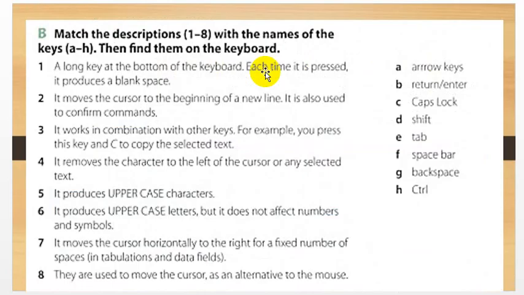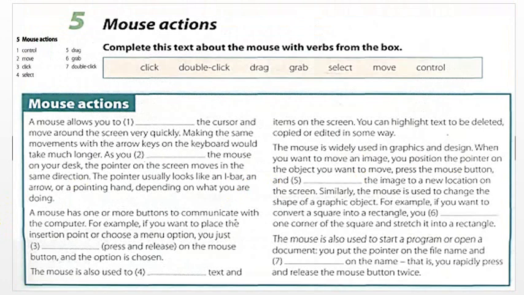Okay, match the description and write the name of the keys. A long key at the bottom of the keyboard is pressed each time to produce a blank space. Can you guess what this is? Yes, of course, it is the space bar. You can do it by yourself. If you can't, I will give you the answer key for that.